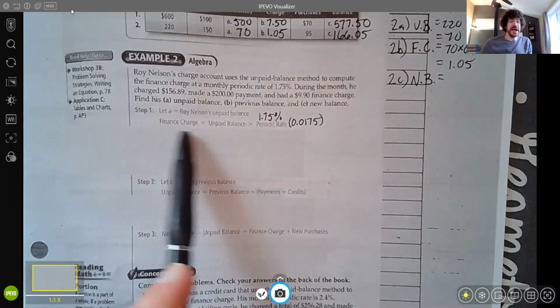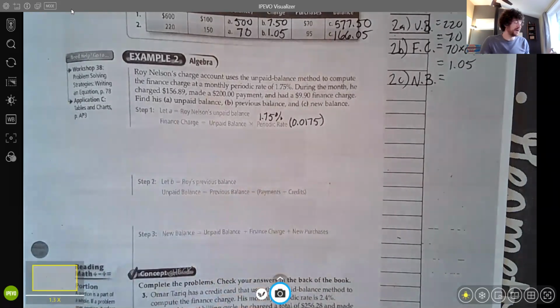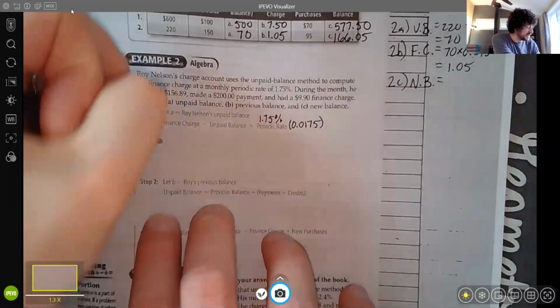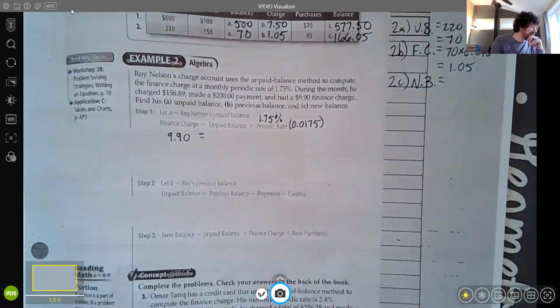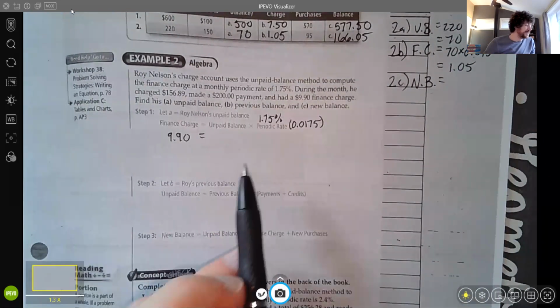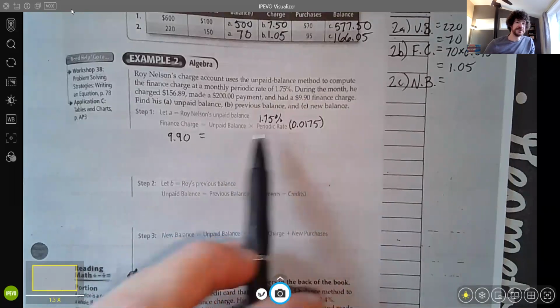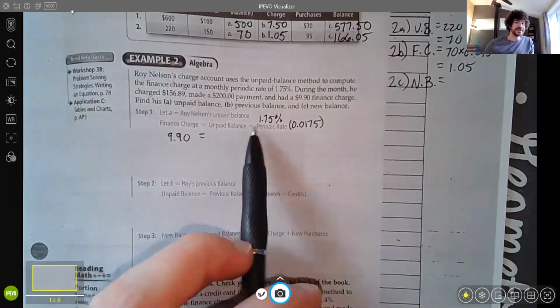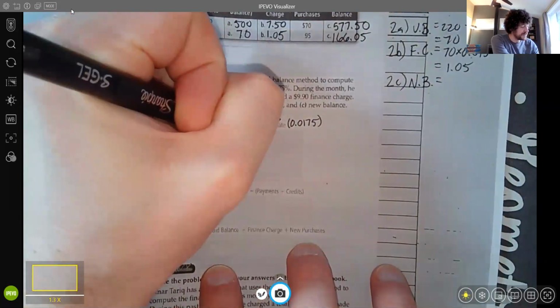So it's saying to use variable A as the unpaid balance. All right, so we know the finance charge is $9.90. So I'm going to write $9.90 right here, equals the unpaid balance A times the periodic rate of 1.75% or 0.0175. Because we usually go with variables after numbers, I'm just going to switch these 2 around because the order of multiplication doesn't actually matter. So we're going to go with 0.0175A.